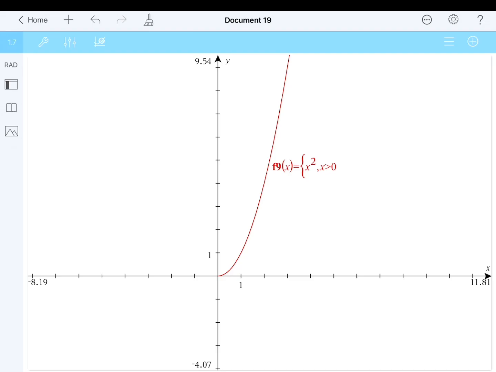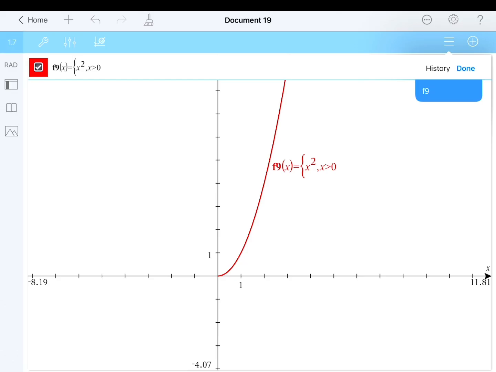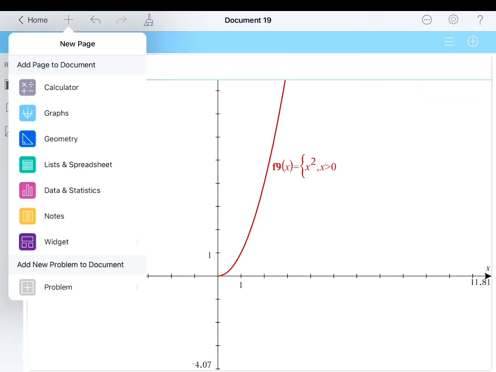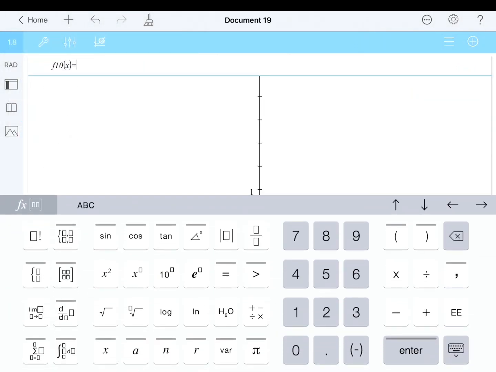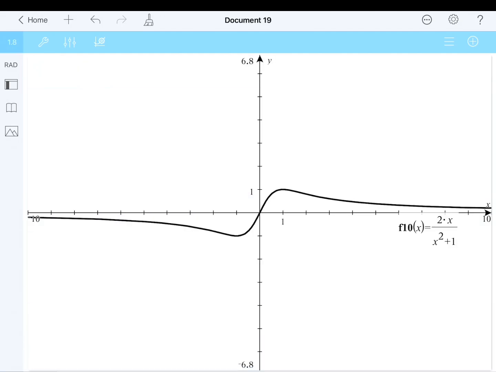It hasn't been so useful, but I'm letting you know that it's possible to restrict the domain and demonstrate that on your calculator directly. The typical example to associate with this is to find an inverse function that is not one-to-one. For example, imagine that you had 2x over x squared plus 1, and it looks like that.